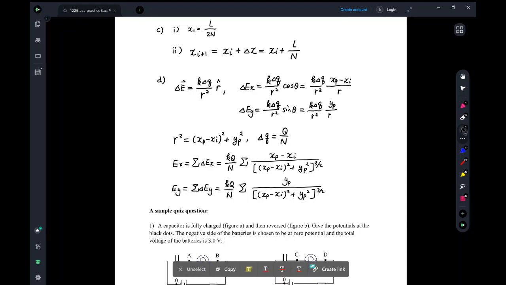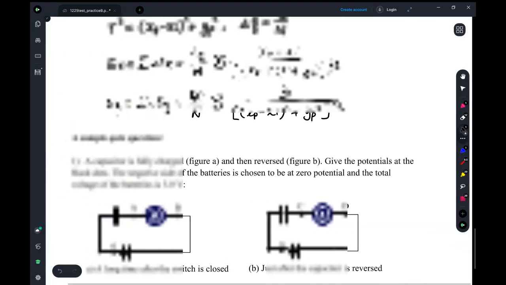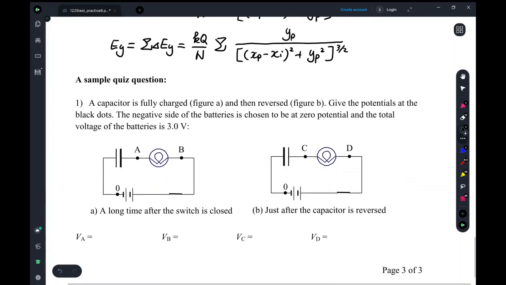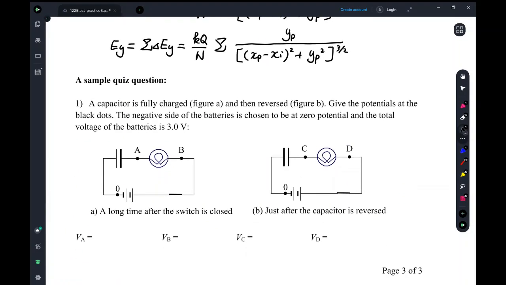Okay. So now the final question is a sample quiz question. A capacitor is fully charged like this, and then reversed like that. Give the potential at the black dots. The negative side of the battery is chosen to be at 0 potential, and the total voltage of the battery is 3.0 volts. So A is a long time after the switch is closed.